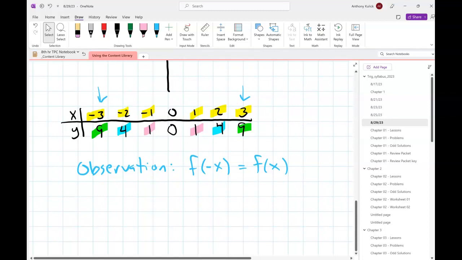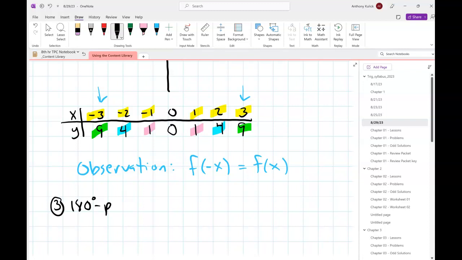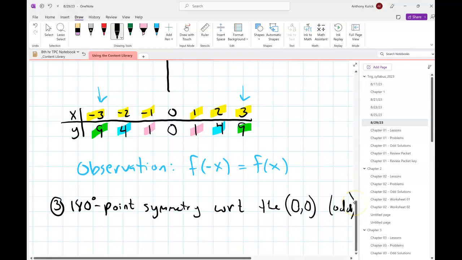The third type of symmetry that we're going to look at is 180-degree point symmetry with respect to the origin. Yikes, that's a mouthful, Mr. Kulik. Sure is, guys. So we're just going to call those odd. If a function has this type of symmetry, we'll just refer to it as an odd function. Now I see why we're coming up with different names for these, because that is a mouthful.